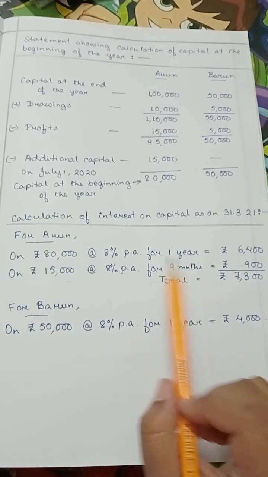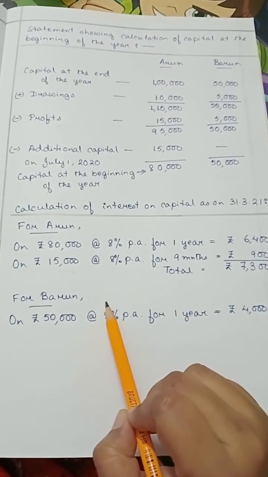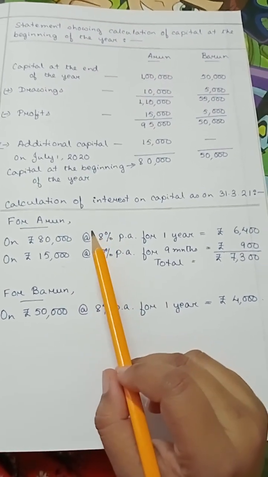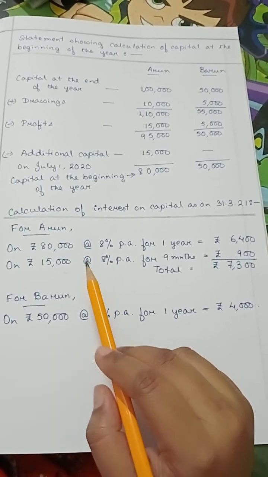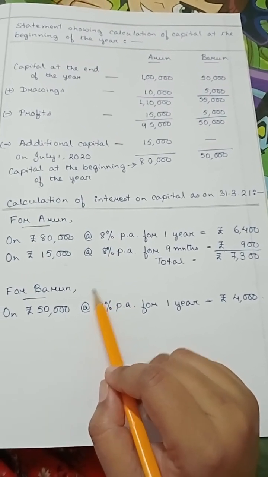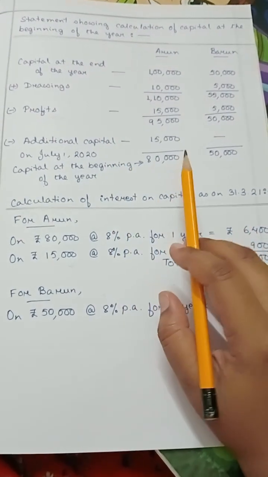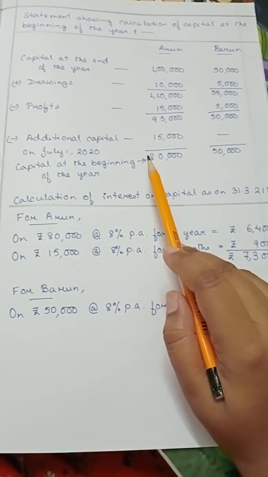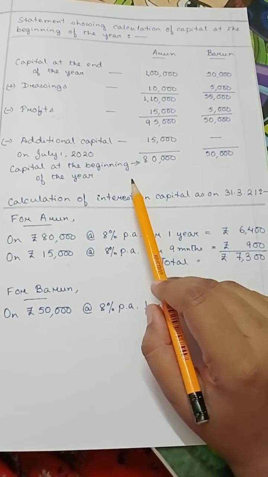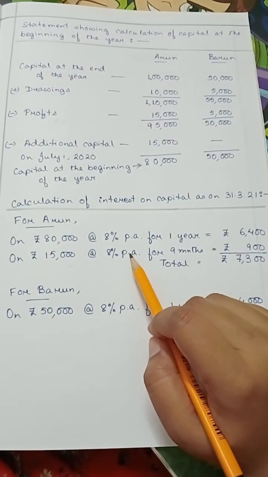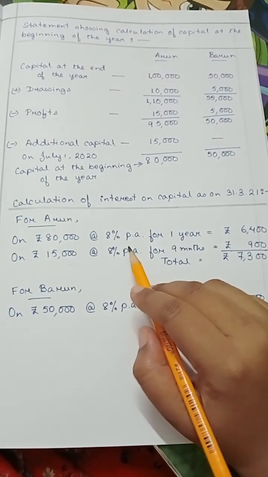Got it? I hope you have understood this sum. It's not very easy. Okay, so you have to calculate the capital at the beginning of the year. So you have to work hard for this sum. Okay, so I hope you have understood my explanation.